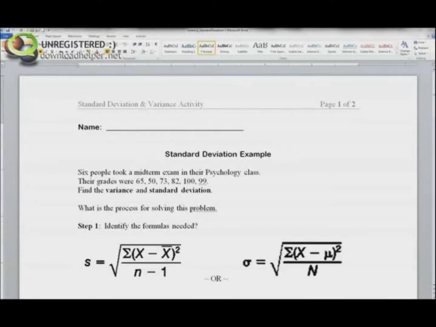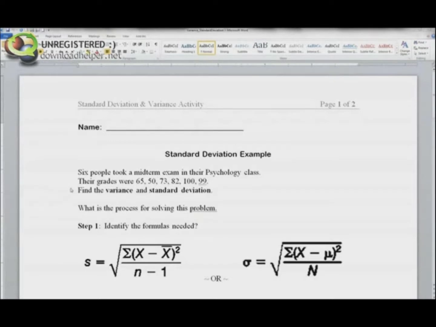Hi students, I know that some of you are struggling with variance and standard deviation calculations, so I did an example in class and I wanted to repeat the example on video and share it again with the class as well as with the online class. I hope this is helpful.